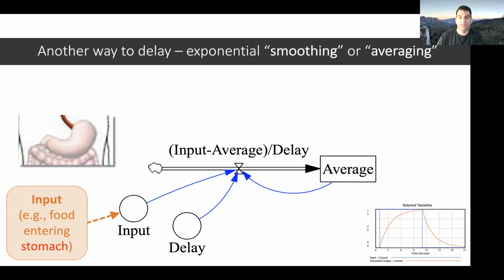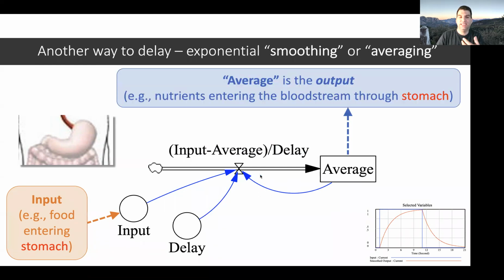And so this here is the formula that goes into this flow equation. Average is the output, and the input is the food that goes into the stomach. There is a rough relationship between how the input changes and the average changes, but because there's this flow in between them, the output, which we're calling average here, which is like the nutrients going to the bloodstream, is like a smoothed out version of the input. The input changes instantaneously, the average is stretched out.